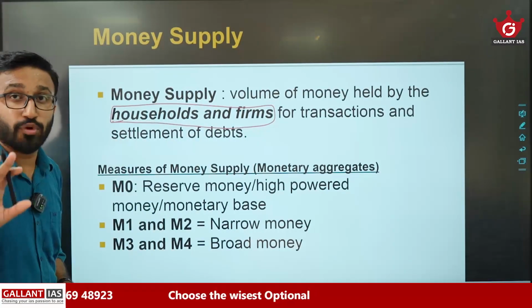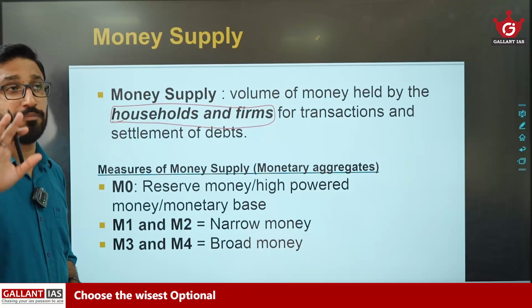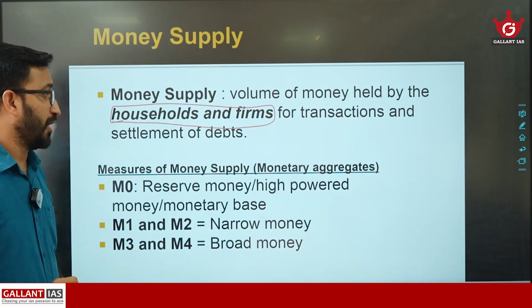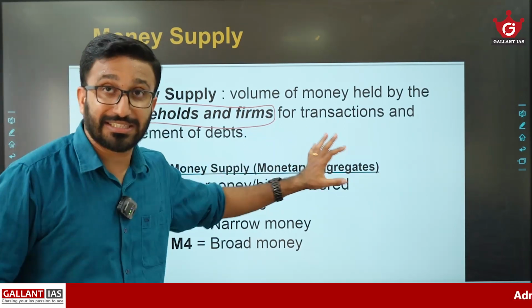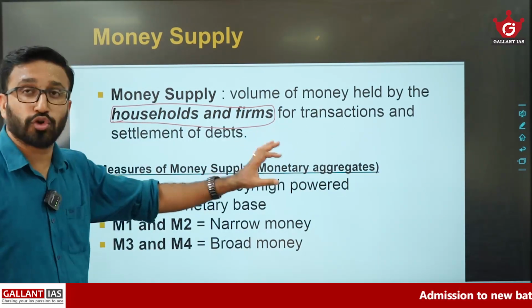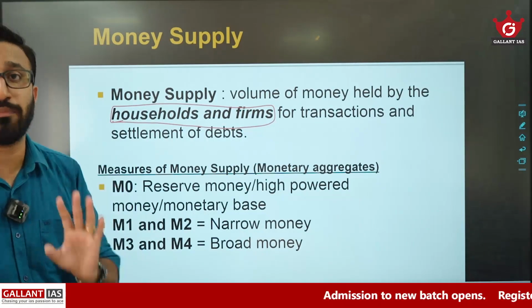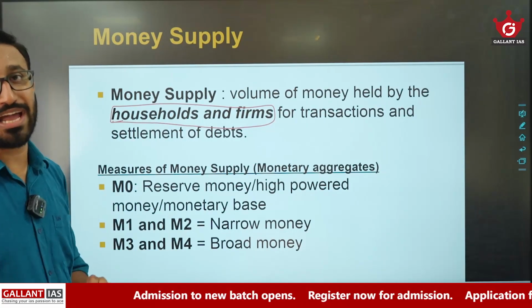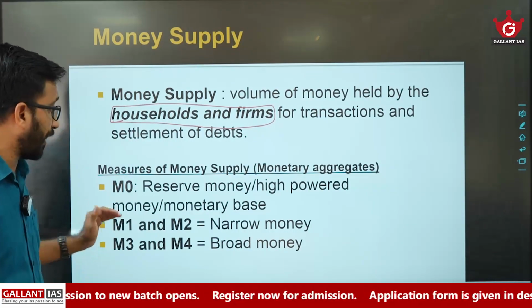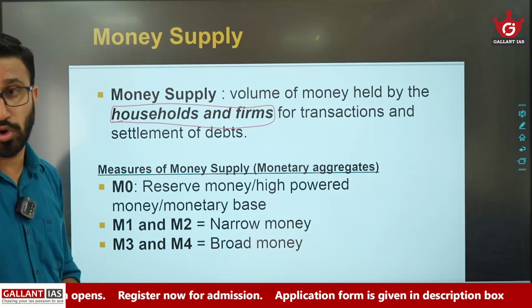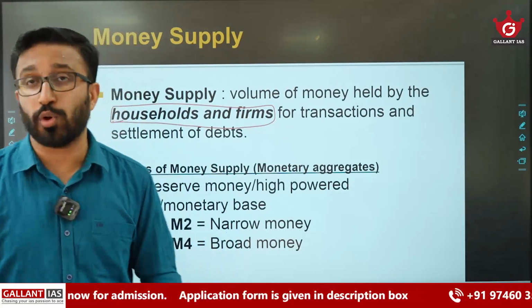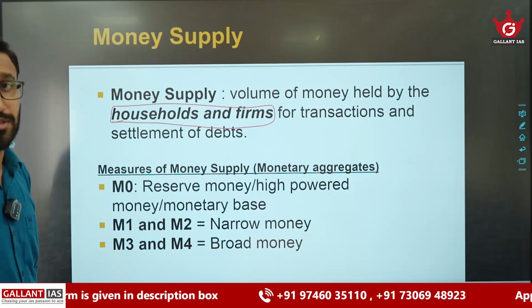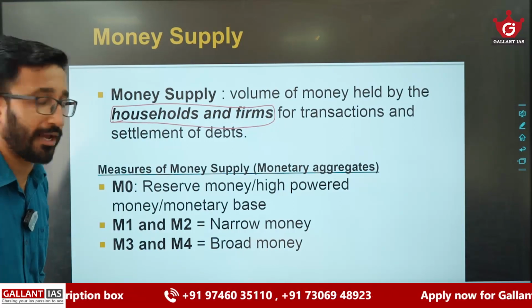So how can you measure money supply? Money supply can be measured using monetary aggregates. Monetary aggregate is a tool that is used to measure money supply, and we have different classifications for this monetary aggregate, and we will start with M0, M1, M2, M3 and M4. These are the names that are used to classify different types of money supply.